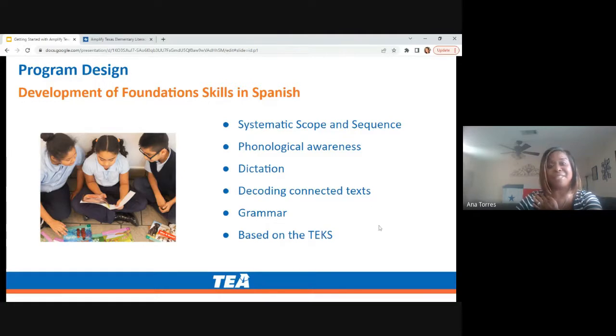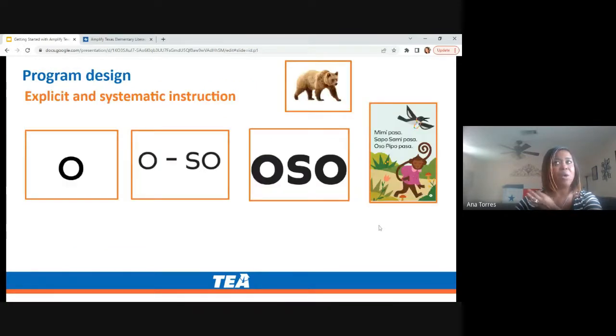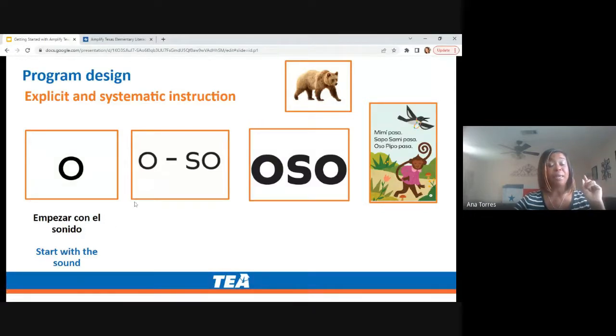Let's look at an example of this. So how are things systematically and explicitly taught in this curriculum? Let's take a look at this example. As mentioned before, we start with the sound, empezar con el sonido. And making an important note that we start with the sound, starting with those vowels first. So in this example, we have the vowel O. So starting with the sound, empezando con el sonido, vowels first.